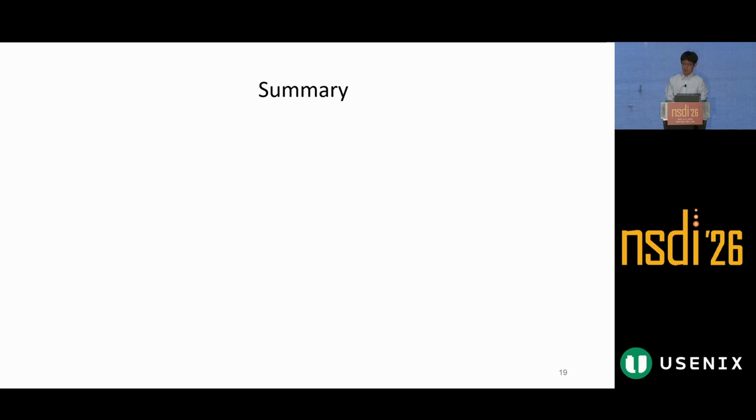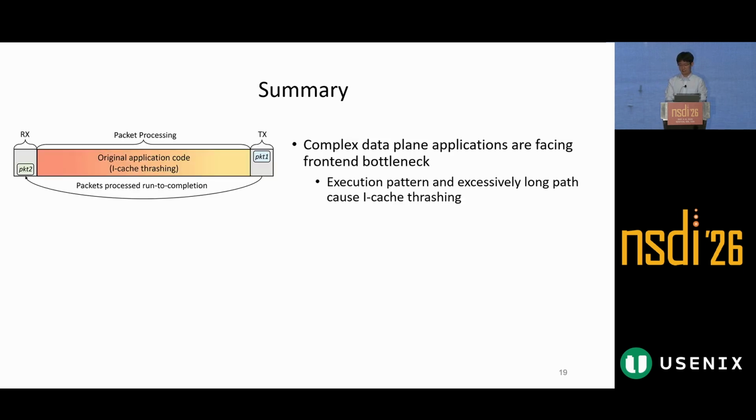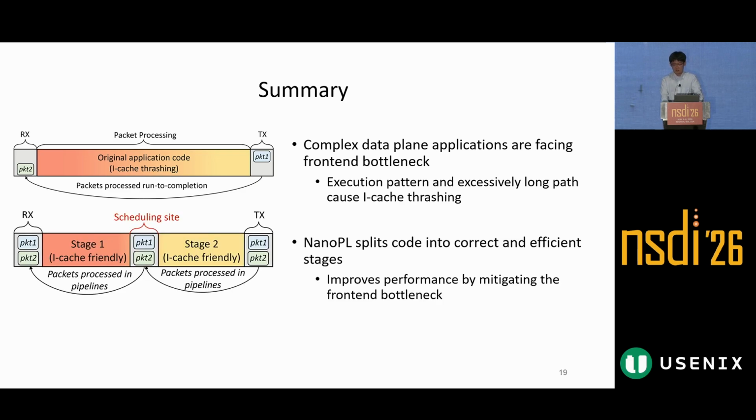Finally, let me briefly summarize our work. This work stems from the situation where complex data plane applications face a performance bottleneck on the CPU front end. We then reveal that such bottleneck is a result of the packet processing pattern and excessively long processing path. Based on such finding, we build NanoPipeline to split the application code into correct and efficient stages, and experiment results prove that the performance improvement we get is indeed from mitigating the front-end bottleneck.